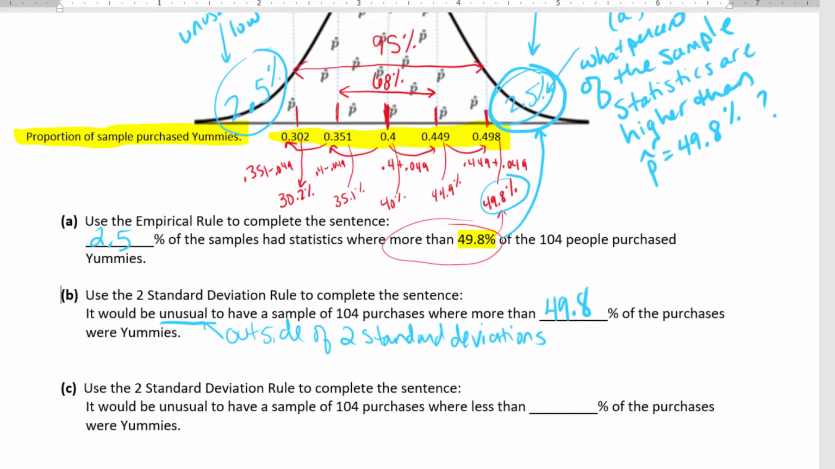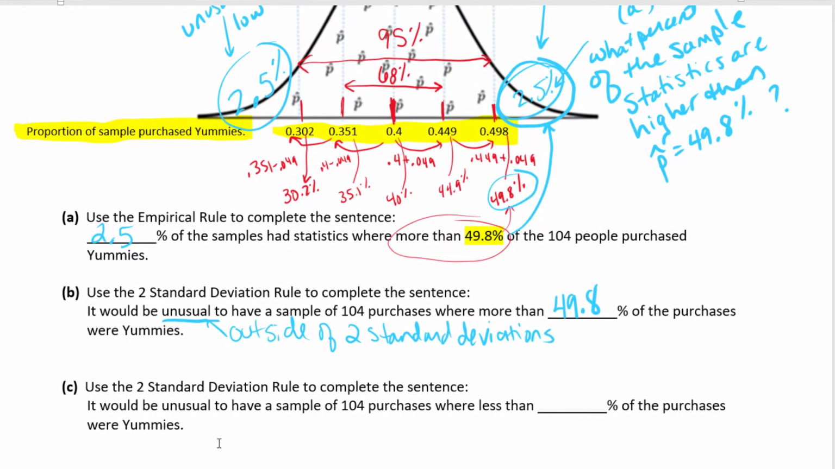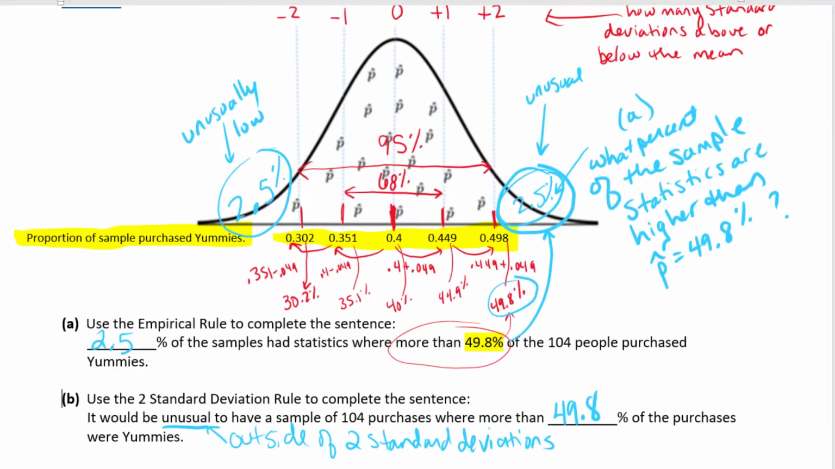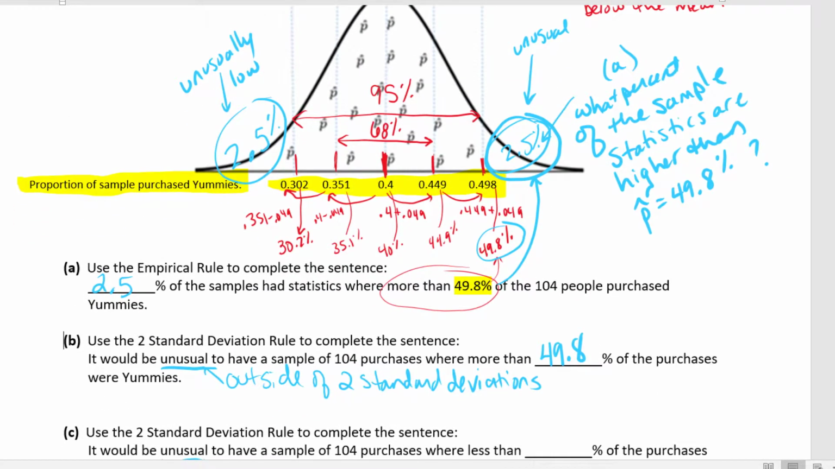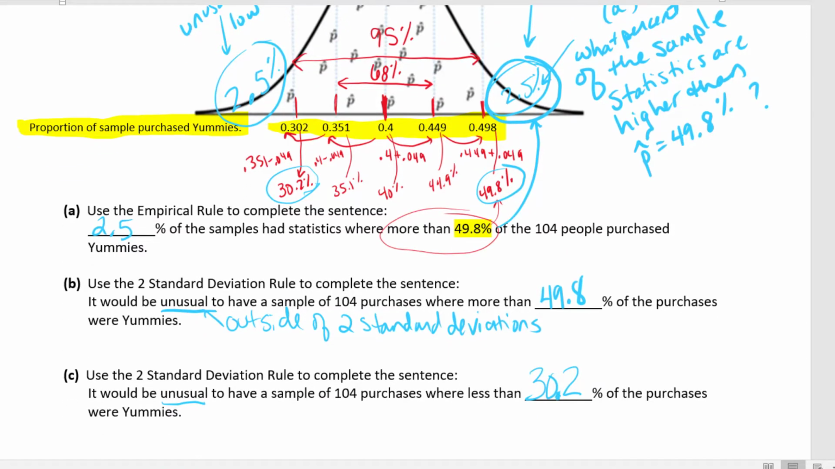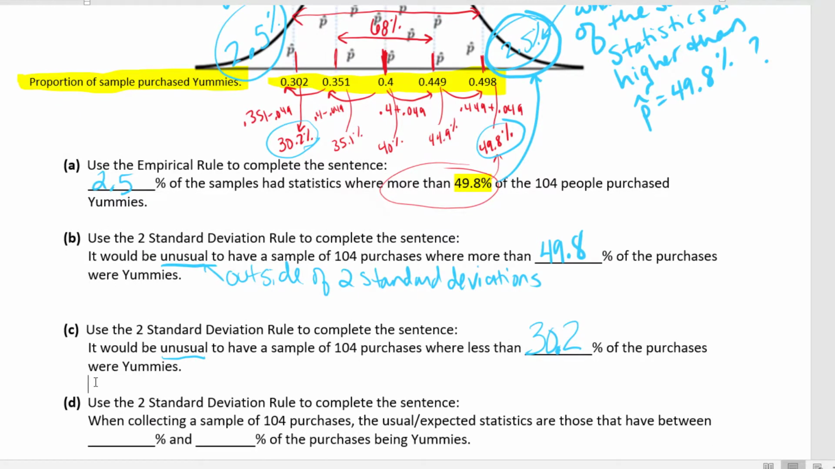Part C says it would be unusual to have a sample of 104 purchases where less than blank percent of the purchases were Yummies. So the cutoff for unusually low is this 30.2% value. So if you get a statistic, a sample where 30.2% or lower is purchasing Yummies, that would be unusually low. And lastly, Part D says to use this 2 standard deviation rule to complete the sentence.